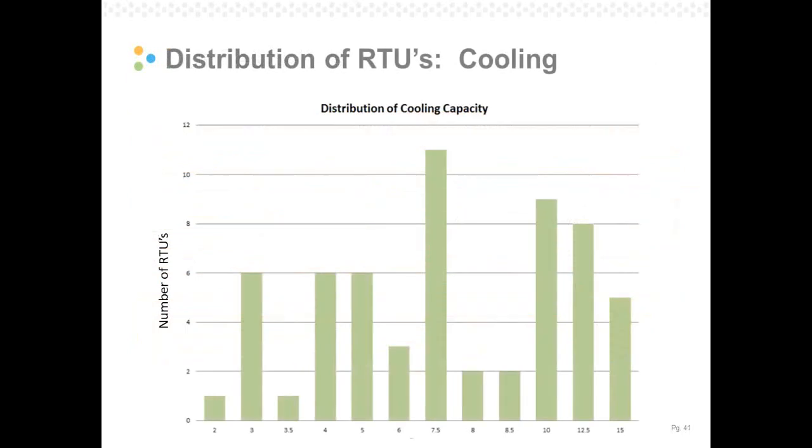This is a graph of the distribution of the rooftop units that we monitored. It's sort of the typical what you see in the commercial market. There are some anomalies in the lower end. We did see a 2-ton unit, which is rather not a typical unit, but the 4 to 15-ton market is definitely where you see most of the rooftop units deployed.